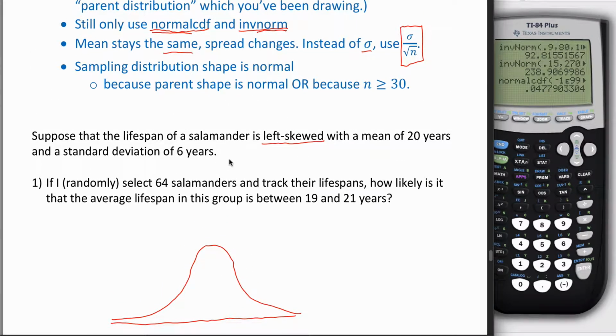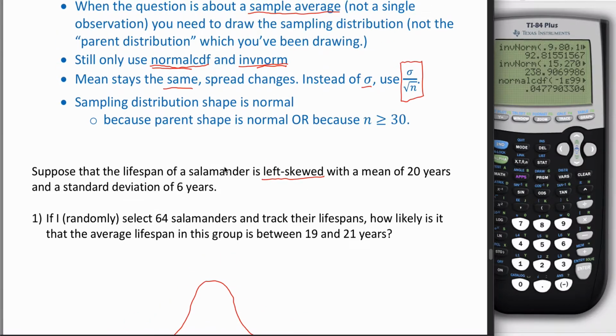You might be asked to justify why the shape is approximately normal. If you're a wise ass, you could say, because you want me to use normal CDF and inverse norm, and it has to be normal to do that. But your teacher won't be happy with that answer. Your teacher will want you to say one of these two things. Either because it told me in the problem that the parent distribution shape was approximately normal. That didn't happen here. The parent distribution shape is left skewed here. So it's not this first thing. It's because n is greater than or equal to 30. Why 30?